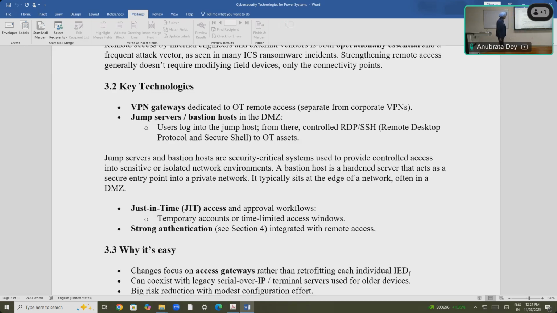So jump servers, I think you asked that question, are security critical, used to provide controlled access to sensitive or isolated environments. Whereas a bastion host is a very secure server that acts as a secure entry point to a private network. They sit at the edge of the network. In order to get into the demilitarized zone, you have to go through some of these servers. You have set up the demilitarized zone, but to get into it you have to go through these, so this is additional security.